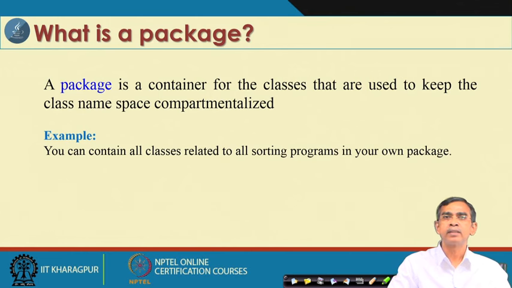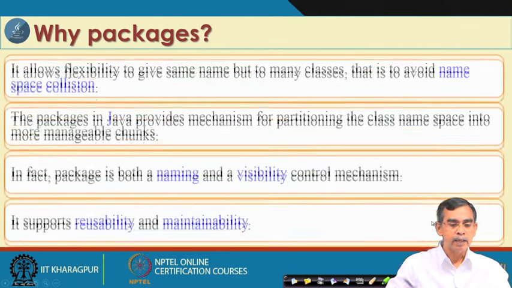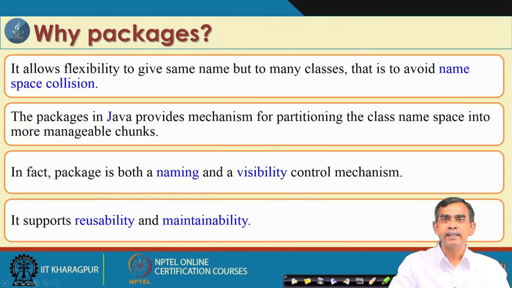This concept is called the package, and as you can recall, the Java JDK, the Java developer kit, itself includes a large set of packages. They are called the API, the application programmer interface, or built-in Java packages. They are also developed based on this concept. Now, why packages? They have many advantages. Definitely it allows flexibility to give the same name to many classes, that is, to avoid namespace collisions.